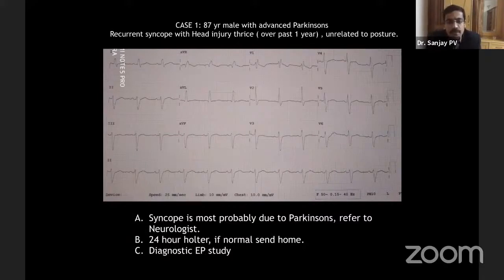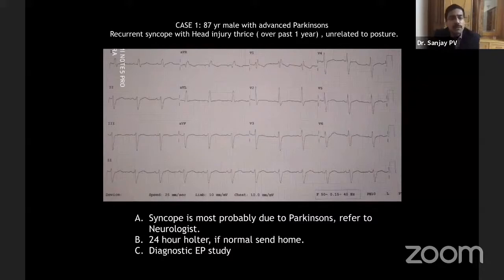Yeah, the poll: the majority says diagnostic EP study, and a few, 33%, say syncope is because of Parkinsonism. Yeah, so excellent. I think Javed sir has done a great job. So we definitely don't send him to the neurologist, because with syncope in a patient with a bundle branch block, be it left or right bundle branch block, particularly when you have a bifascicular block, you assume the syncope is due to conduction system disease.